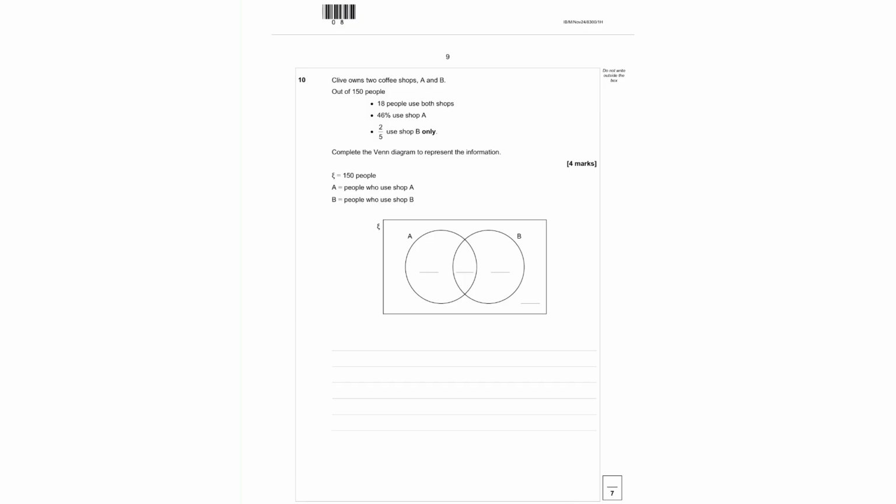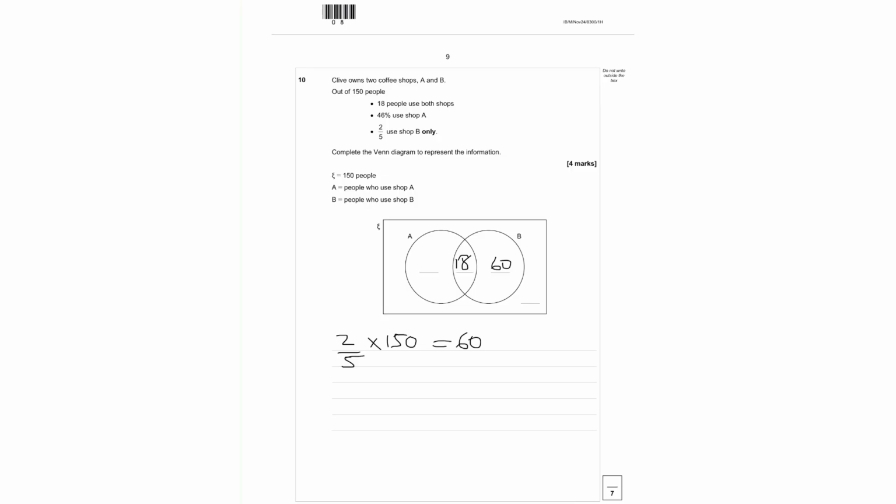So the easiest place to start here is that we're told 18 people use both shops. So we can immediately fill in the middle of this Venn diagram. We're then told that 2/5 use shop B only. So we just have to work out what 2/5 of 150 is. So if we do 2 over 5 times 150, well, 150 divided by 5 is 30, times 2 is 60. So 60 people use shop B.